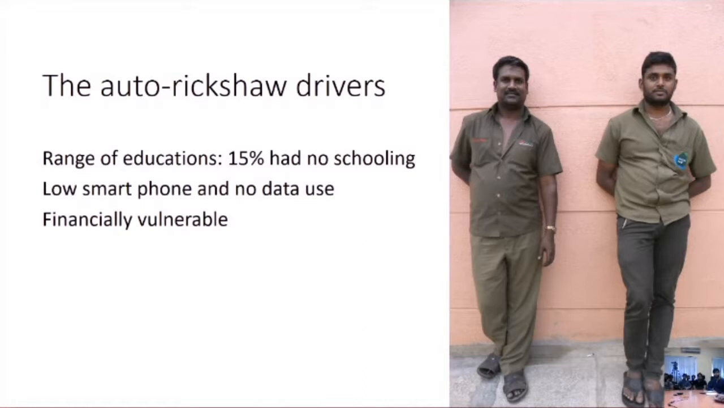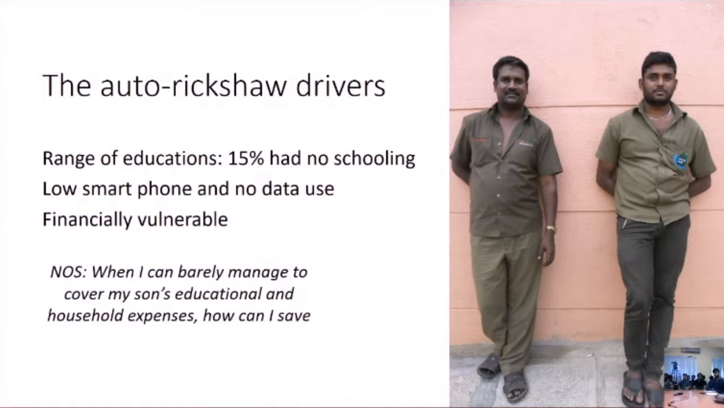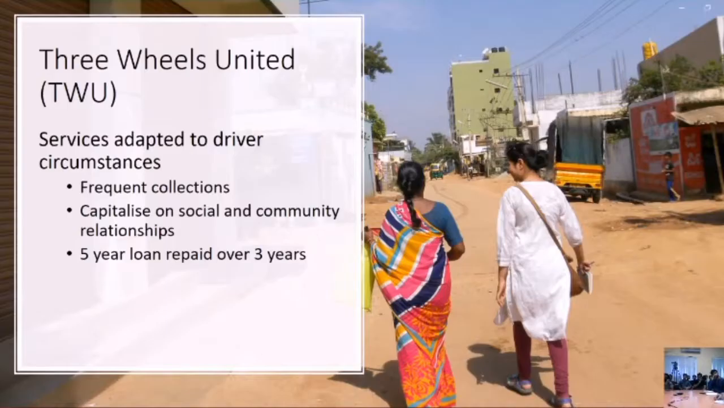And they can just about cover their daily living costs, but they don't have spare cash for extras, whether that's medicine, school fees, or savings. So, as this driver says, when I can barely manage to cover my son's educational and household expenses, how can I save? So, TWU, I'll skim through this one quite quickly.